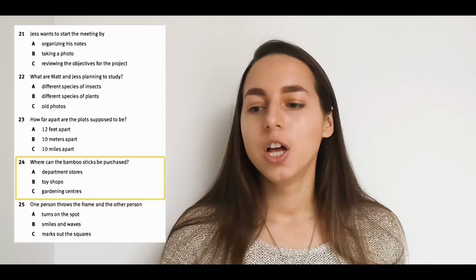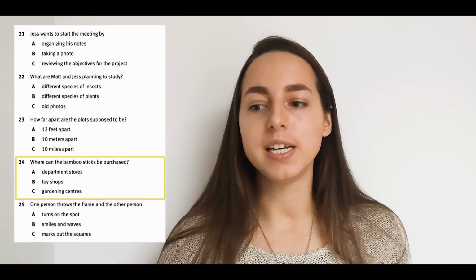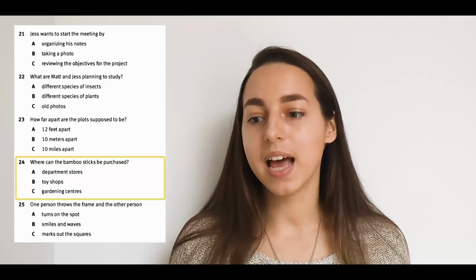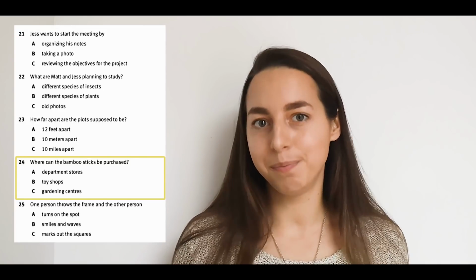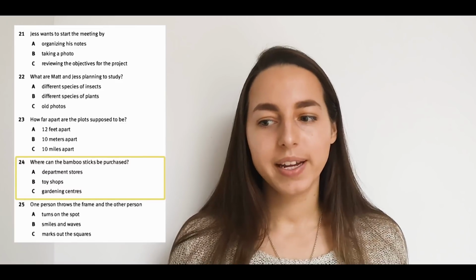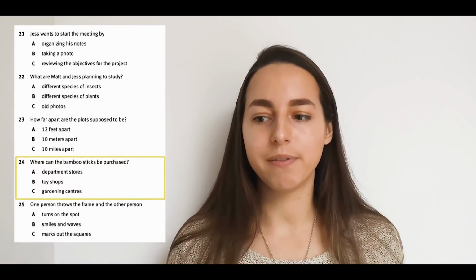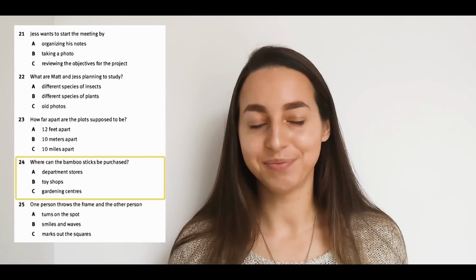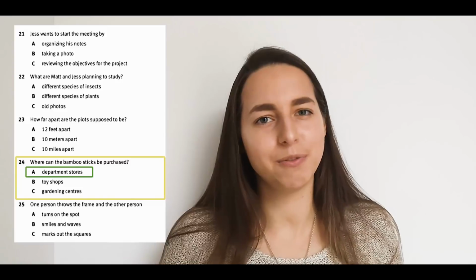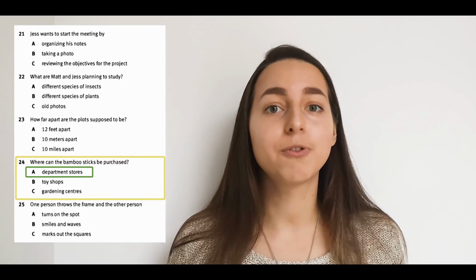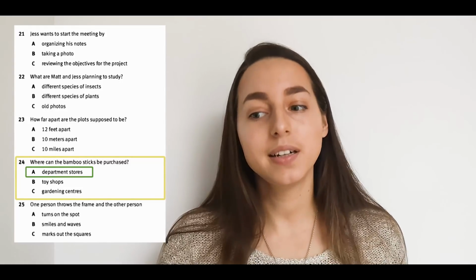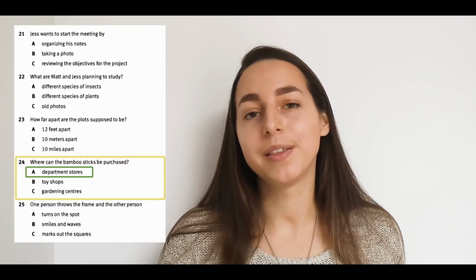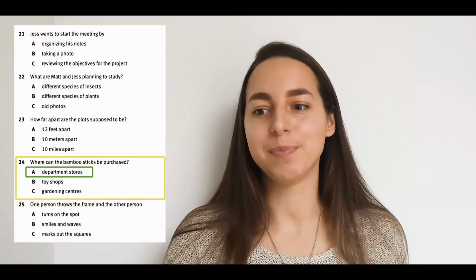Gardening centers. So, when they want to purchase the bamboo sticks, they are discussing that, and Matthew says, this is the fun bit. I remember this. Here we are, make a 1 meter square frame using bamboo sticks available from the department stores. Again, no synonyms, very straightforward. The bamboo sticks are available from the department stores. Please listen carefully and you will know that for question number 24, the correct answer is A, department stores.